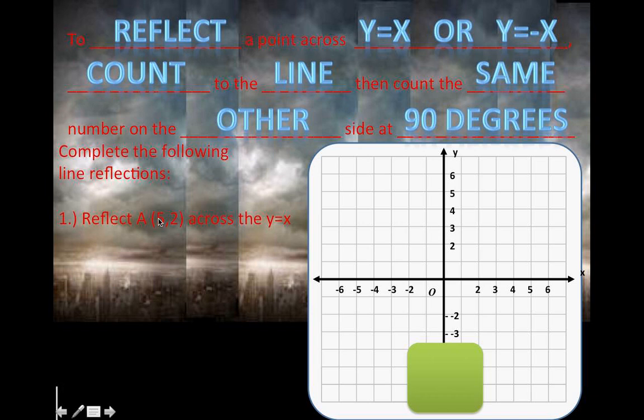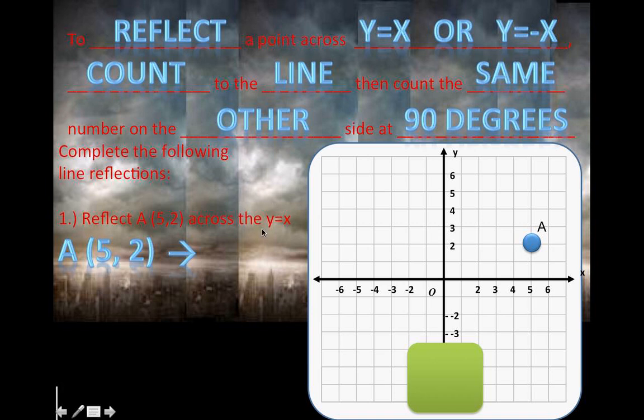The first one is going to be point A, 5, 2. So let's start by graphing 5, 2. So we're going to go to the right 5 and up 2. And we're going to put a point. Make sure we label it A. I can't say that enough. Make sure you're labeling your originals and your images.